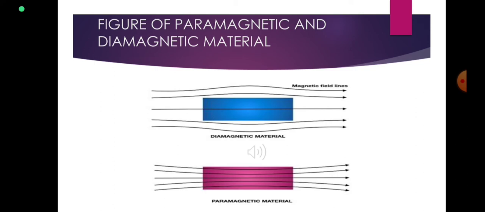Here is a figure of a paramagnetic material and a diamagnetic material. Here we can see that in a paramagnetic material, field lines get attracted, whereas in a diamagnetic material, field lines get repelled by the material.